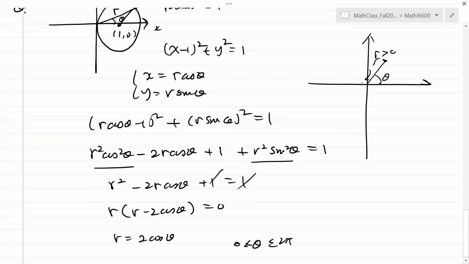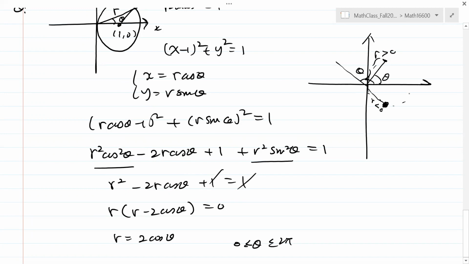But when theta is larger than pi over 2, r is negative actually, so you're drawing the picture here. Okay, r is negative. And this is theta. When theta is larger than pi over 2, cosine theta is negative, so r is negative. So when you plot the point, you have to go to the opposite side. And actually this is a point here. That's why you get a circle.